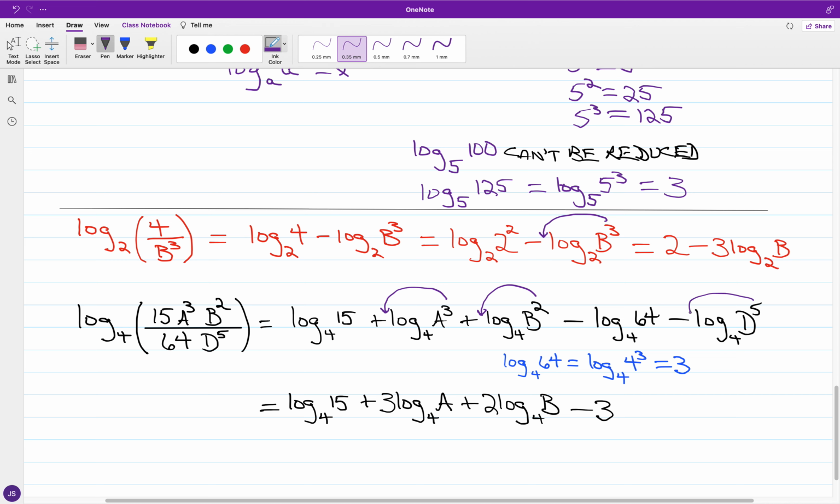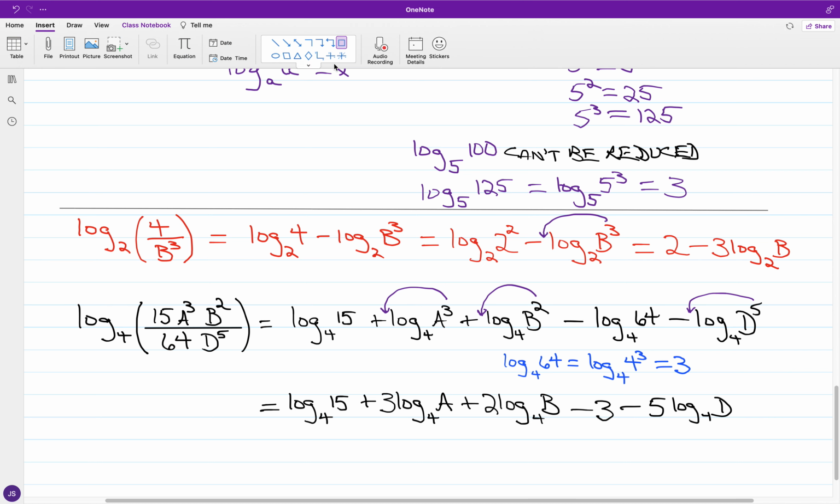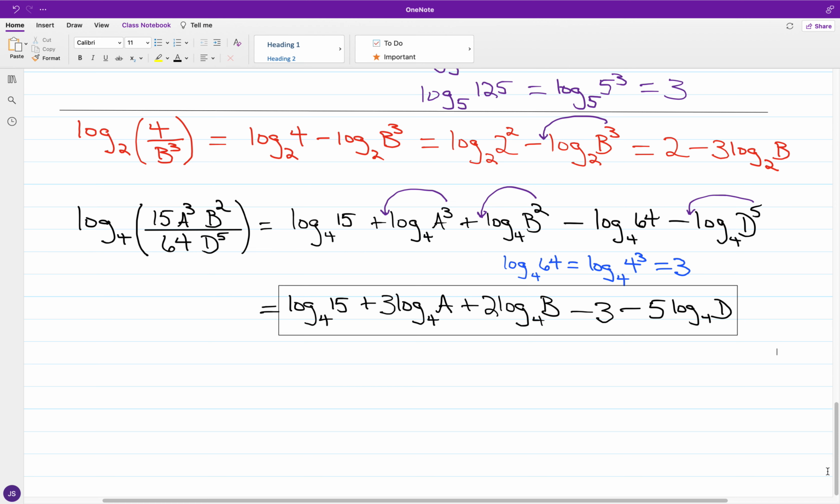And with the remaining term, we have d to the 5th, and 5 is going to be placed at the front. So we'll have minus 5 times the base 4 logarithm of d. Yes. So even though the denominator is multiplied, you're still going to subtract. Why? I'll show you why.